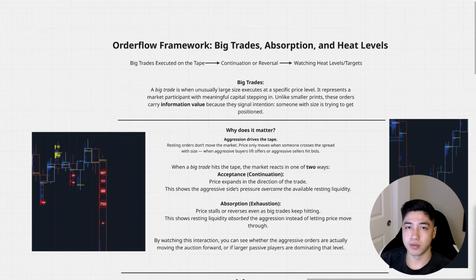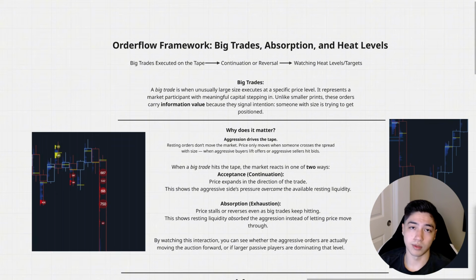So when a big trade hits the tape, the market is really going to react in one of two ways. The first way being acceptance or continuation. A big trade hits the tape, price then expands in the direction of that trade, and it's essentially showing us that the aggressive side's pressure overcame the resting liquidity, and it's likely that price is going to continue in that direction rather than reverse.